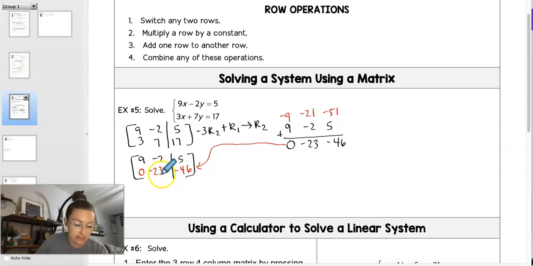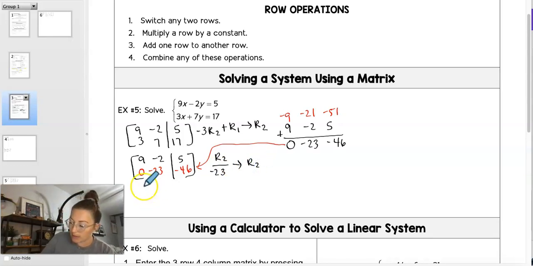And hopefully you guys can see what I can do to this entire row to get it to be a 1. So I notice that this is divisible by -23, and so is this number. This is also divisible by -23. So now my row operation is I'm just going to take my row 2, and I'm going to divide it by -23, and I'm going to replace my row 2.